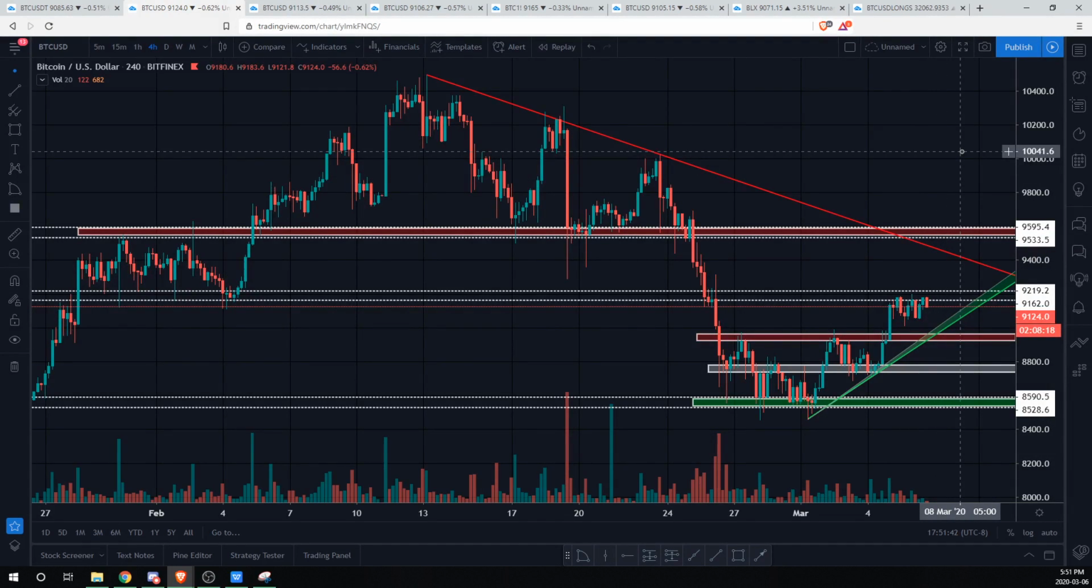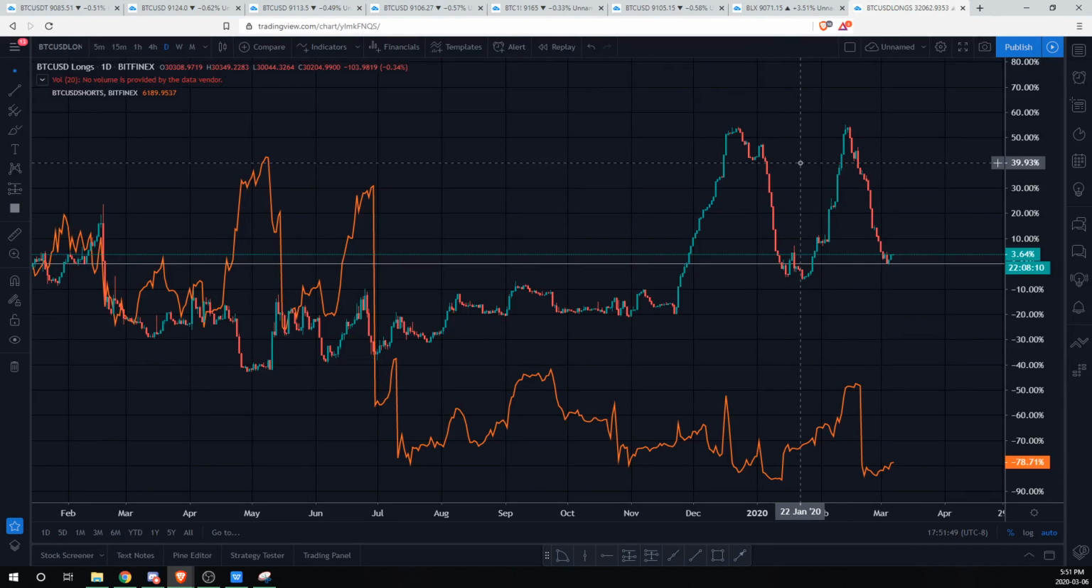So at this point, we will now go to the tools that we're using to analyze the supply and demand within the market. The first thing we're going to look at is going to be the BTC longs and shorts that are opened on margin on the Bitfinex exchange.